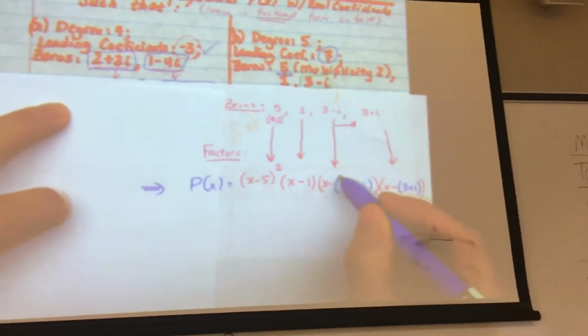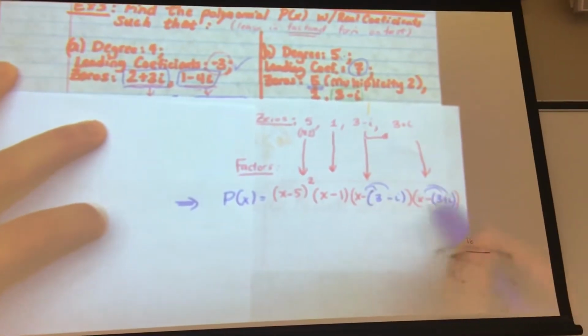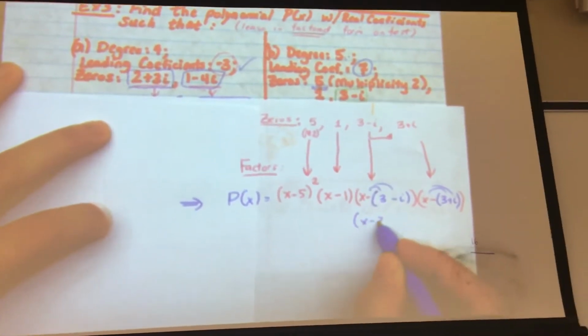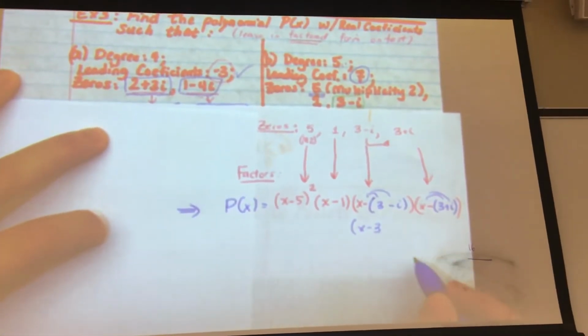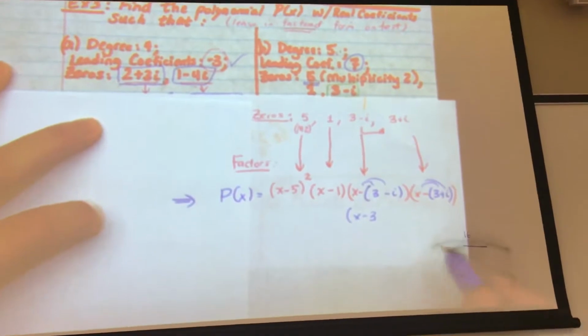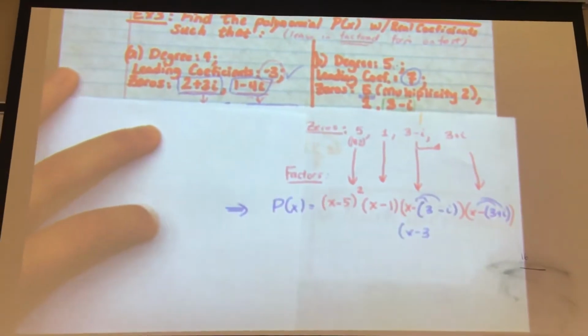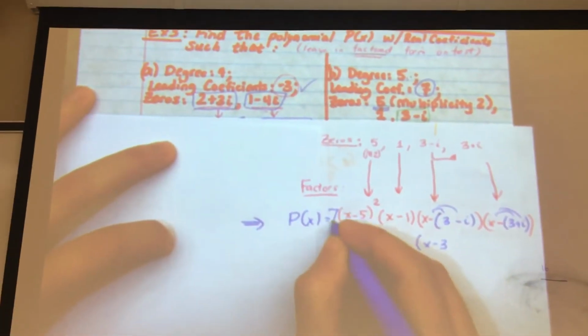And if they expect you to go further, at the very least, we expect you to distribute here. So this becomes x minus 3. Yeah. Did I make a mistake? Thank you. I forgot the leading coefficient. Is that what you were going to say too? Thanks, guys. Yes, I made a critical error.